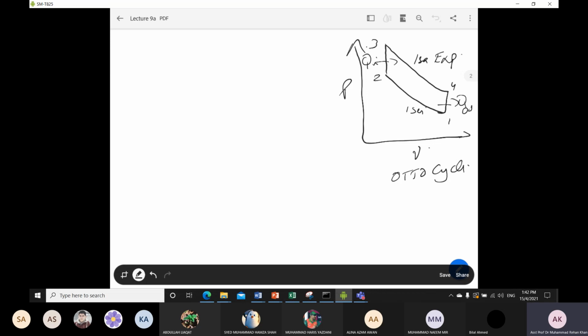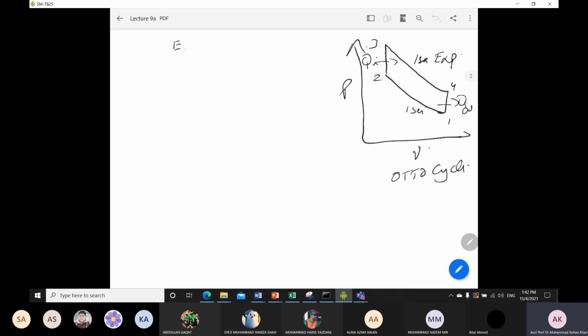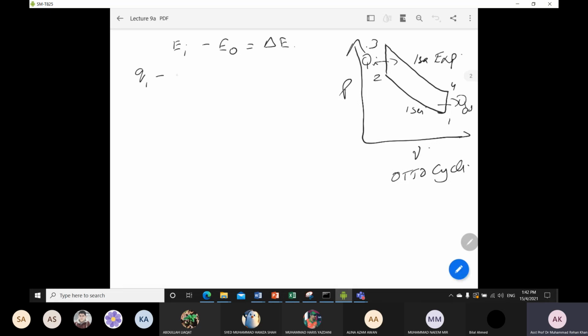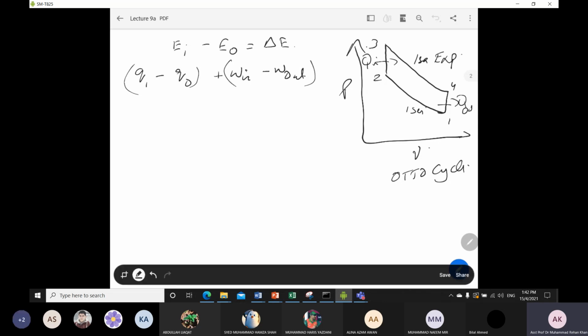In order to start developing the equations, we have to start from the same procedure we already saw in the control volume analysis. We start from the energy balance equation. I think you are familiar with it: energy in minus energy out is equal to change in energy. This is the basic equation where we have to start. So there will be Q in minus Q out, then W in minus W out.